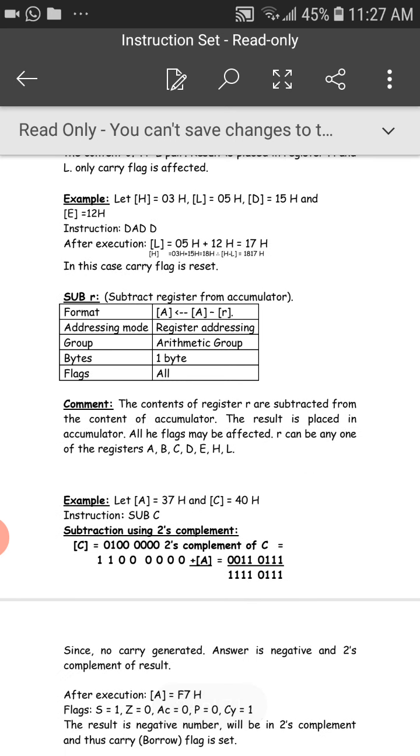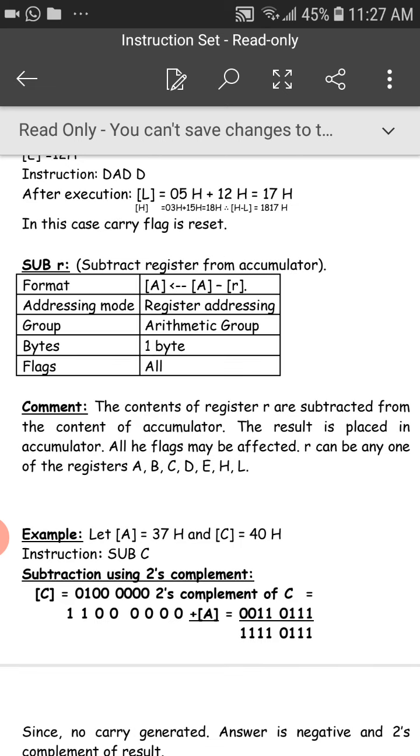See the example. Here H contains 03H, L contains 05H, D contains 15H data and E contains 12H. So the instruction DAD D performs the following. After execution, L contains 05H plus 12H, which is 17H, and the H register contains 03H plus 15H, which is 18H. So combined, H and L contain 18H.